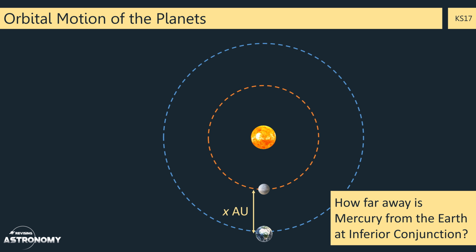So using the datasheet, we can see that Mercury is 0.38 astronomical units away from the Sun, and the Earth, of course, is 1 astronomical unit away from the Sun. Therefore, we can see that to work out distance x, we just need to take 0.38 away from 1. This means that Mercury is 0.62 astronomical units away from the Earth when at inferior conjunction.